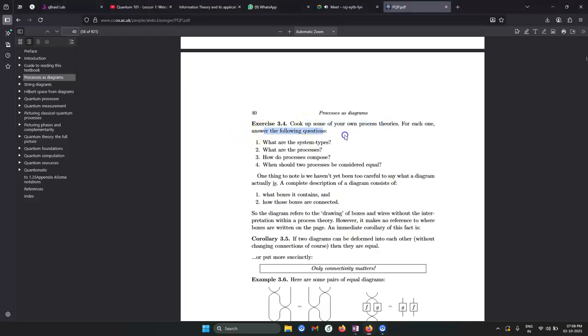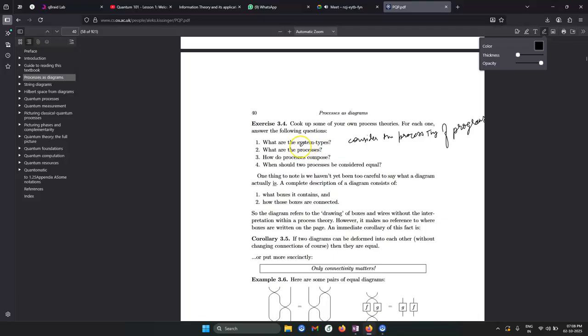Okay, so the first exercise is to cook up some of our own process theories. For each one, answer the following questions. So for this given example, let's see if I can draw. Consider the process theory of programs.